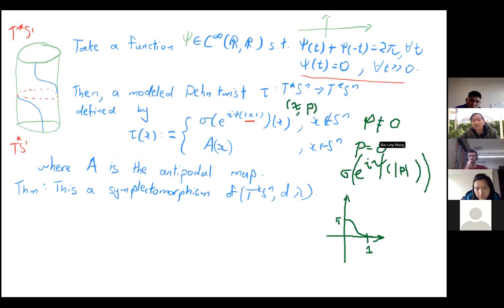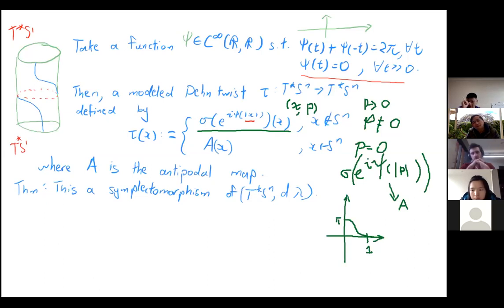P is 0, and then psi 0 is pi, and then it is the antipodal map. So this continues when p goes towards 0, and this thing goes towards an antipodal map. So maybe the cotangent vector at the 0 section is 0.